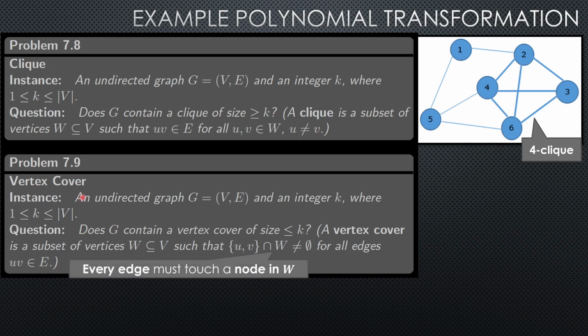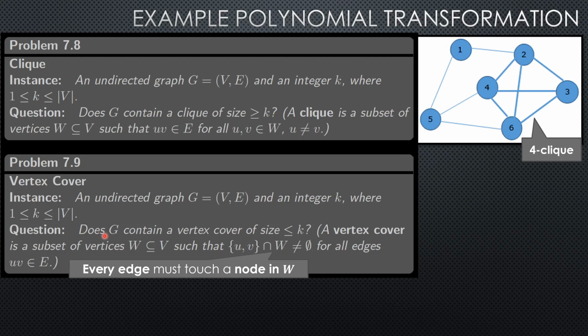Okay, so what about vertex cover? Well, again, we take an undirected graph and an integer k, and k is up to the number of nodes. And we ask, does G contain a vertex cover of size at most k or smaller? In other words, can we use k or fewer vertices to cover the whole graph? And what does cover mean? Well, a vertex cover is a subset of the vertices that touch all of the edges in the graph.